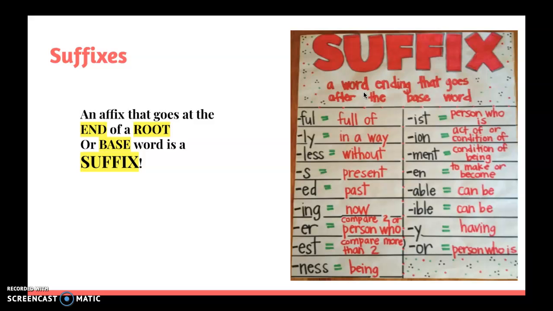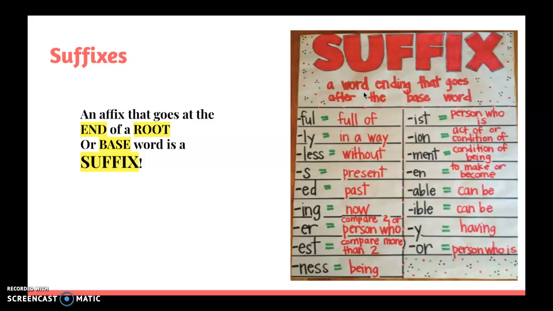The suffix ly is in a way. So if I happily get to the Thanksgiving table, I'm happy in the way that I'm happy getting to the Thanksgiving table. The suffix less is without. So I'm very restless for the food this week. So I'm without rest. I'm kind of super anxious for it, and so on and so forth. You see that there's different suffixes that we have.